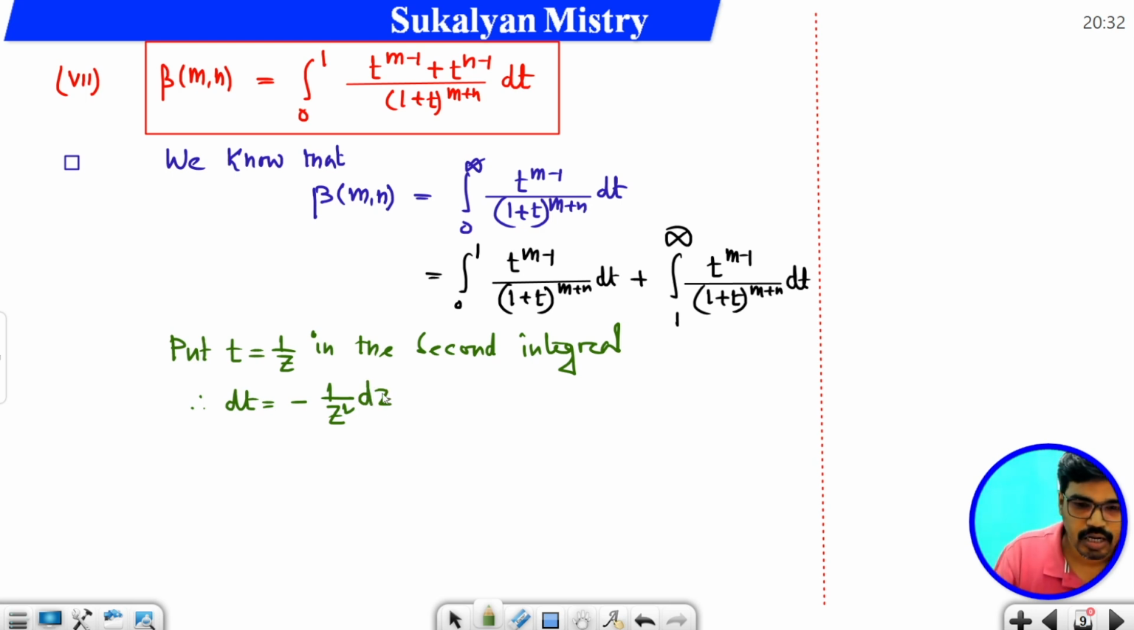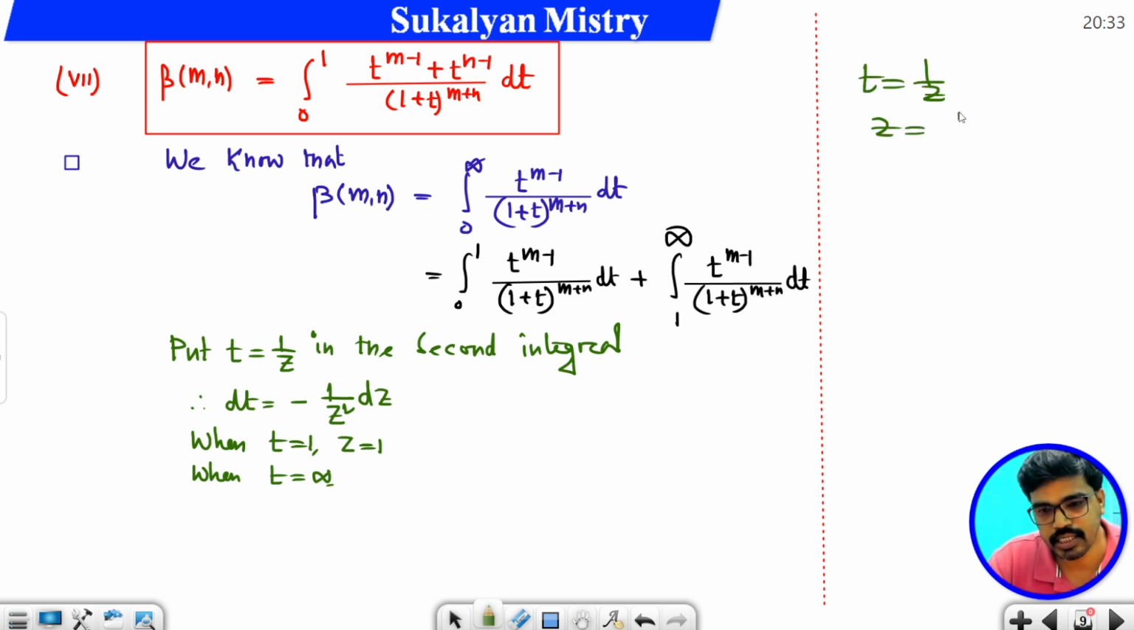ঠিক, now we have to change the limit. When t is equal to 1, z is equal to 1, right? When t is equal to infinity, just see, t is equal to 1 by z, that means z is equal to 1 by t. So when t is equal to infinity, 1 by infinity goes to 0. That means when t is equal to infinity, z is equal to 0.